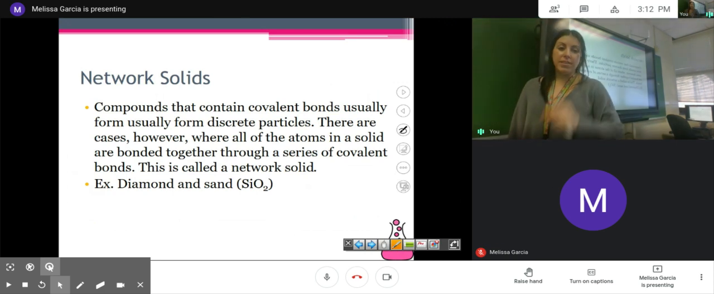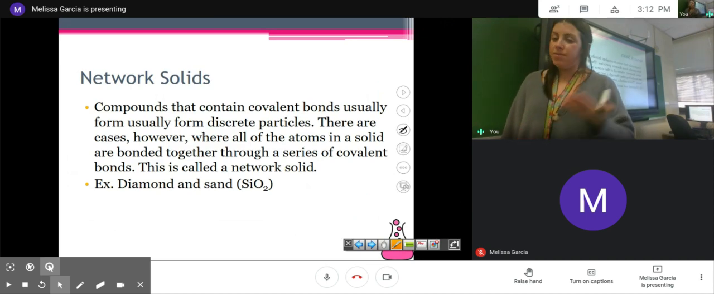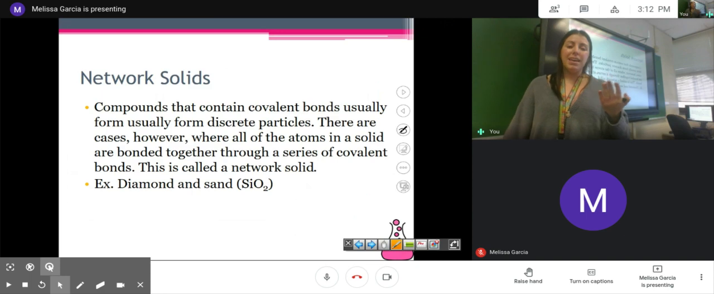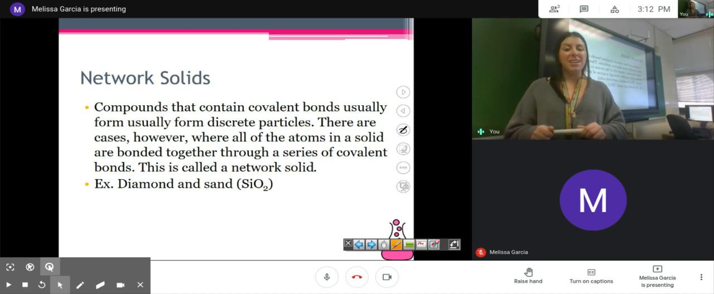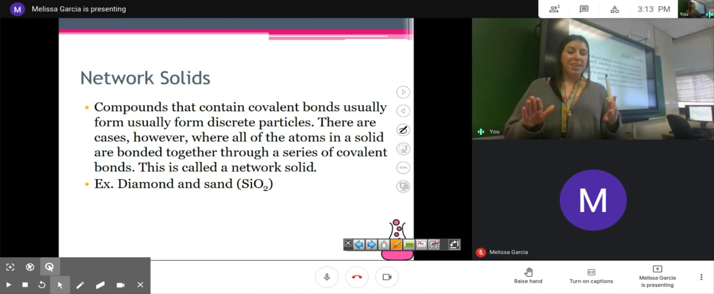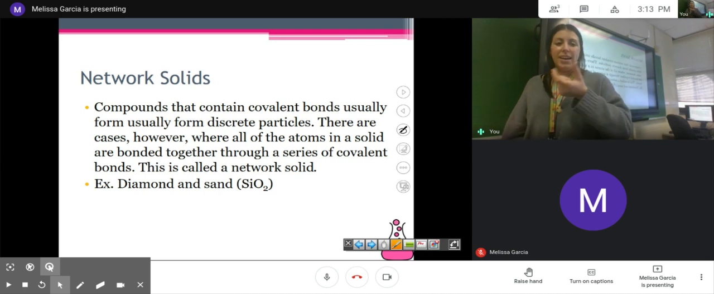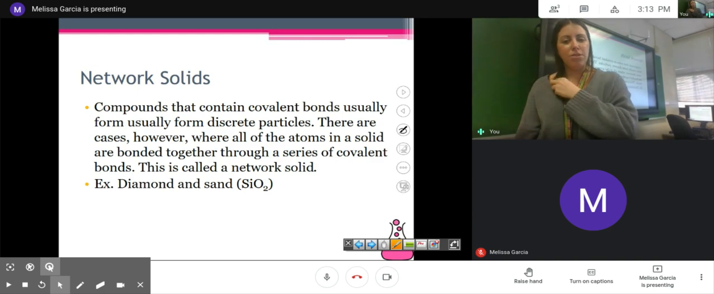Network solids are a very special type of solid. These network solids do have covalent bonding, which means they're usually composed of nonmetals, okay, but they make this web or this series of covalent bonds. So these are compounds that contain covalent bonds that usually form discrete particles. Some examples of these network solids would be things like diamond. Okay, so diamond in and of itself, a diamond is a giant macromolecule. It's considered one molecule, that diamond that we're looking at.